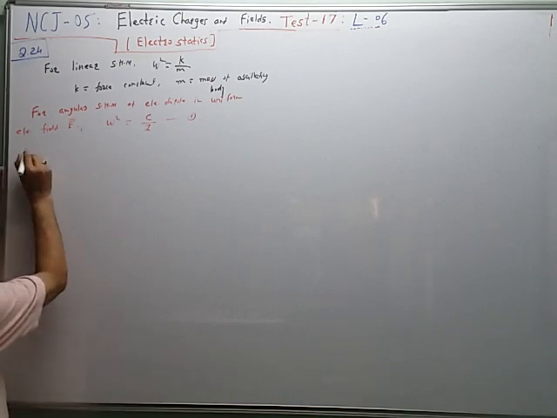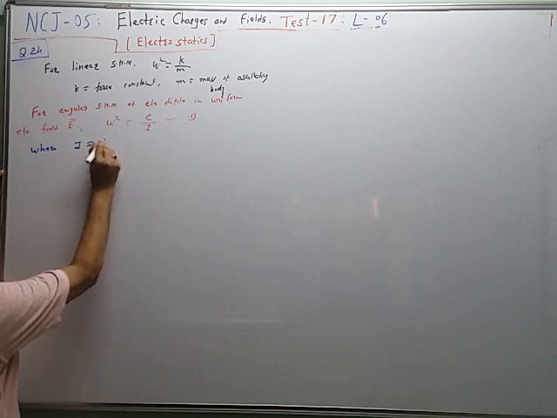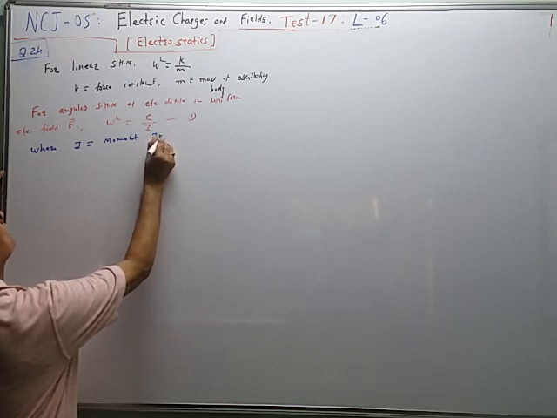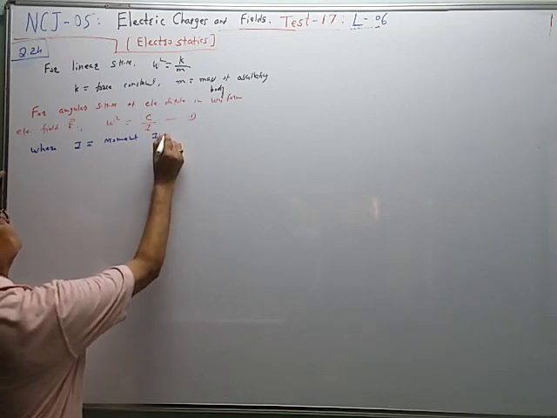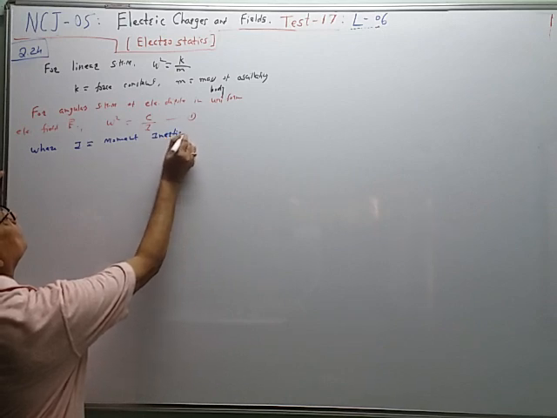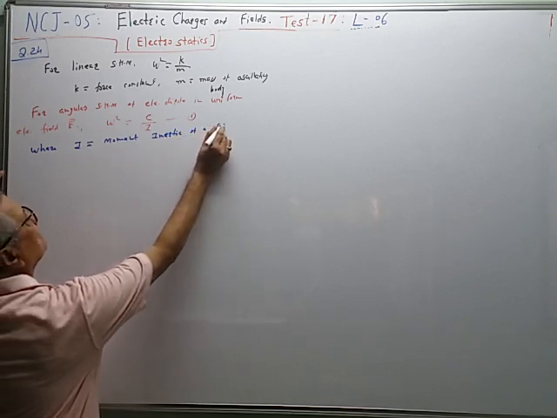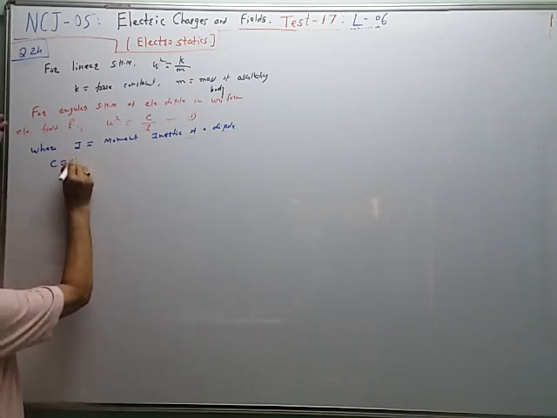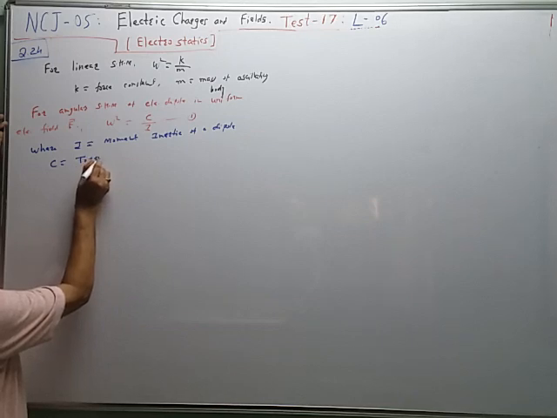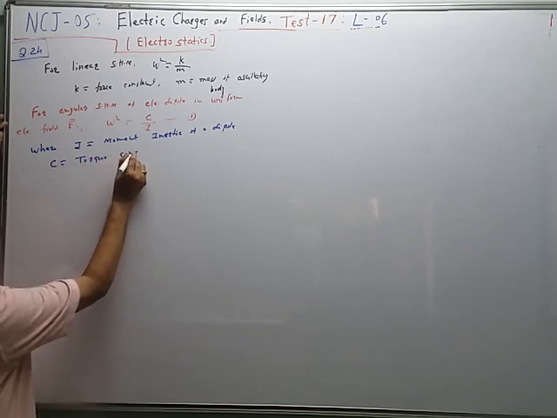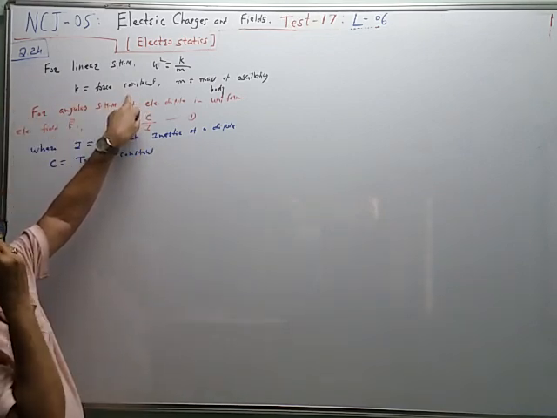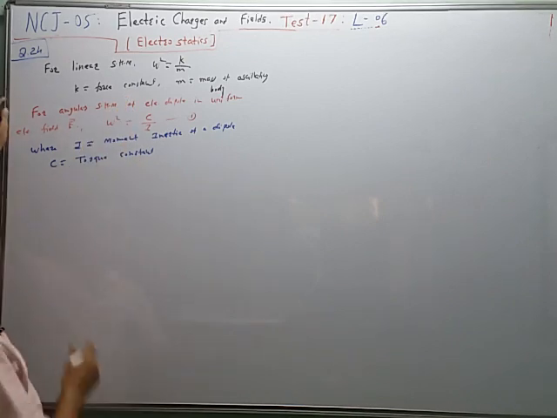Where I is equal to moment of inertia of a dipole, and C is a torque constant. This is a force constant, force per unit displacement. This is a torque constant.